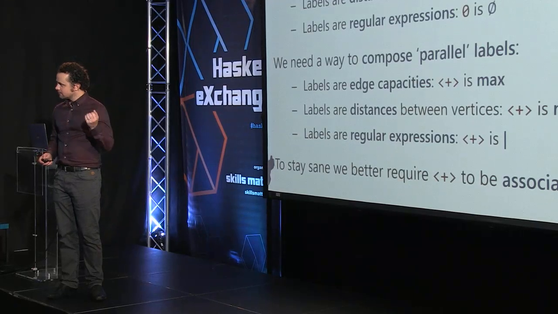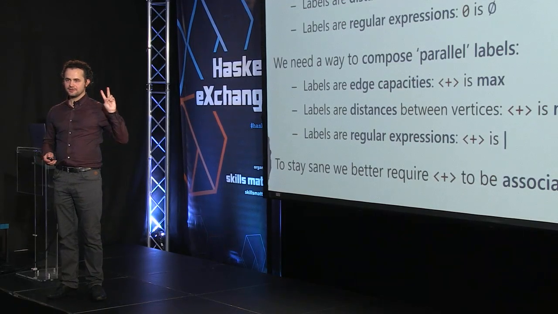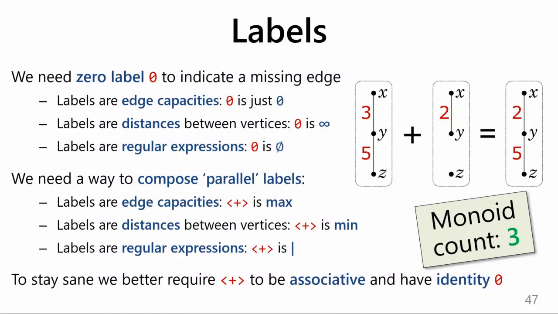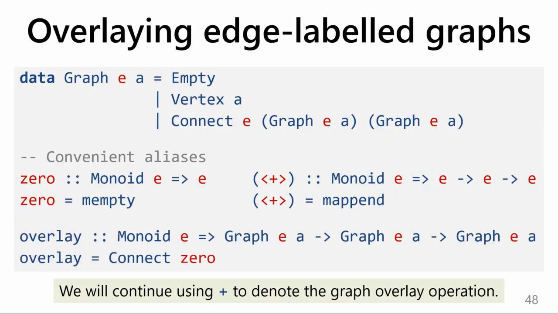So we had 2 monoids for building up the graph structure, the skeleton, and now we have one more monoid for composing labels, and we are not done yet. We will need one more monoid. So for overlaying edge labeled graphs, you don't have this constructor, but you can always write a function overlay that takes two graphs and just applies connect to a zero label, right? And I have some convenient aliases, 0 for monoid empty and plus for mappend, because I'm going to introduce 1 and multiplication as well.